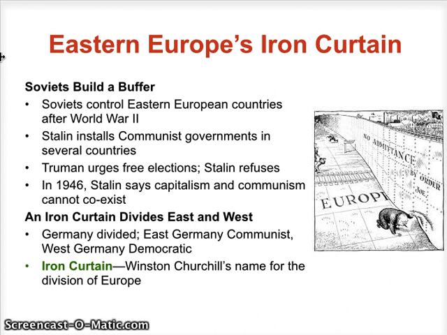In 1946, Stalin actually states that capitalism and communism cannot coexist, that they are 2 opposing ideas and that they will never get along. And this is how we start the divide between Eastern and Western Europe. Germany is divided, Eastern into communist, Western into democratic. And this also marks the divide of what we call the Iron Curtain. This is Winston Churchill's name for this.